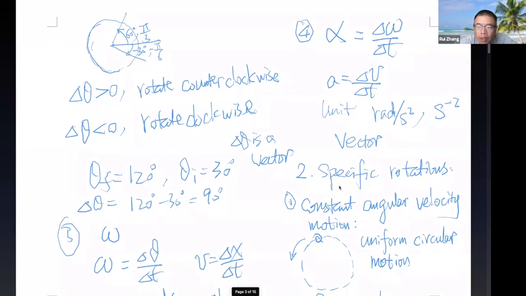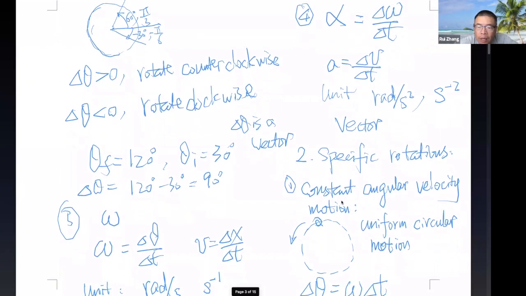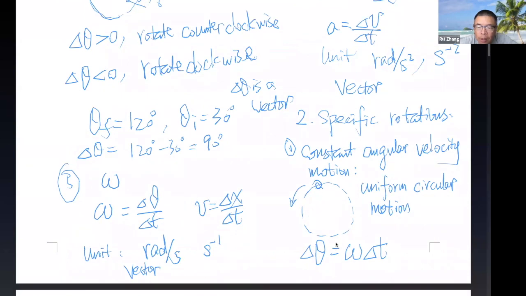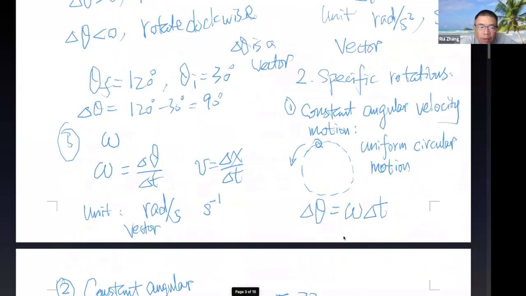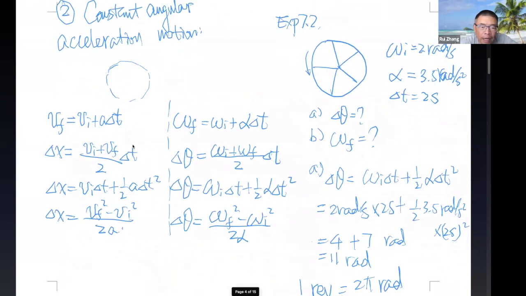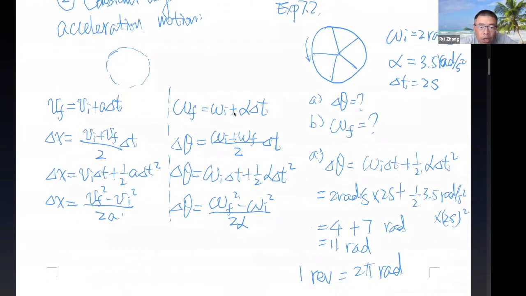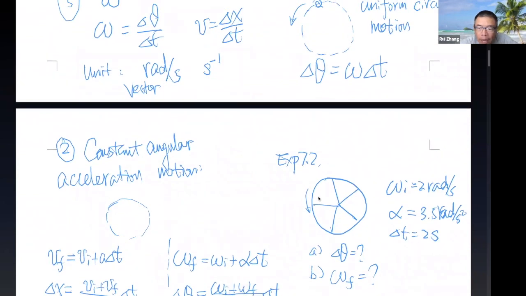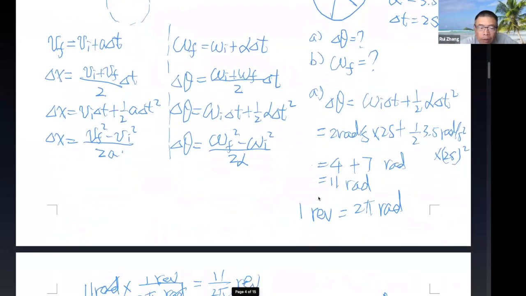Then we talked about two specific kinds of rotations. We start from constant angular velocity motion. That's a really simple motion; we sometimes call it uniform circular motion. The most important one for us is constant angular acceleration motion, which is analogous to constant acceleration motion in chapter 2. Again, the formulas are very similar. If you replace the corresponding quantities, v to omega, a to alpha, x to theta, you get your new formulas. And then we did one example for that motion.